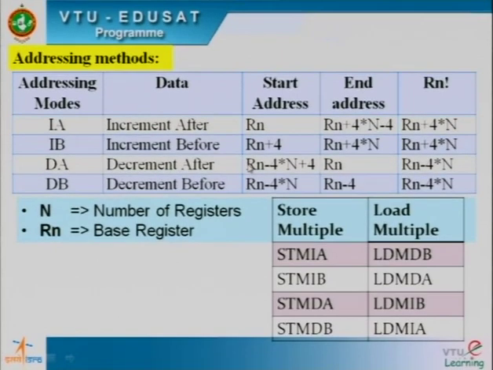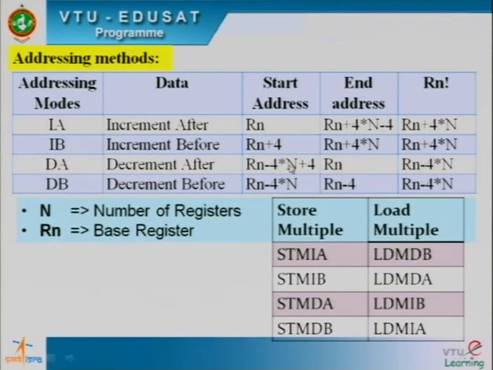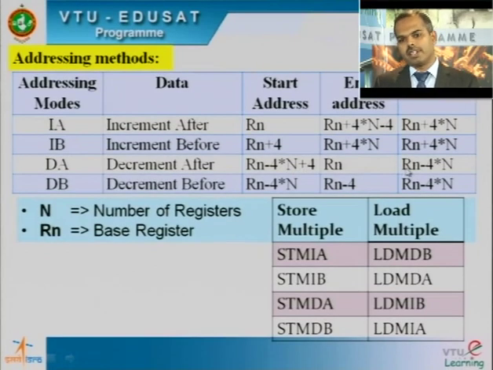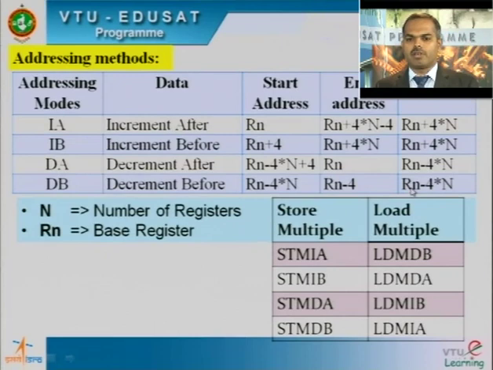DA is decrement after. When we say decrement after, if we give Rn as a base register, the end address will be Rn, the start address will be Rn minus 4n plus 4. The resultant address is Rn minus 4n. For decrement before, the start address is Rn minus 4n and the end address is Rn minus 4. The total resultant value of Rn at the end of this instruction is Rn minus 4n. We will look at these examples in the next examples, to see what exactly the start address, end address and the updated value of Rn mean.